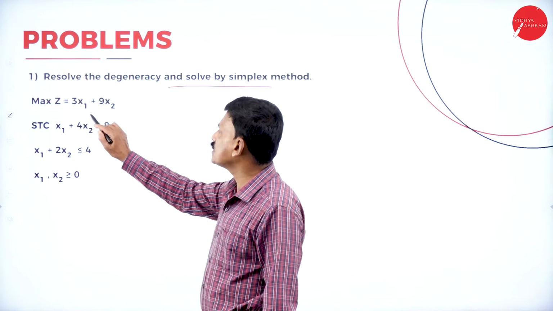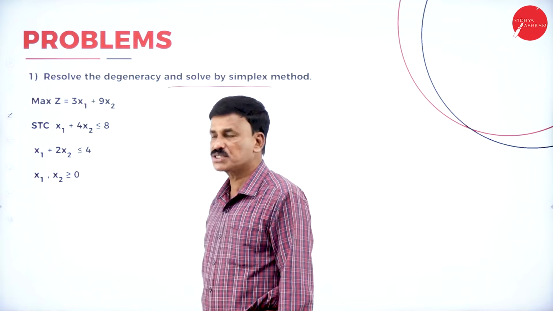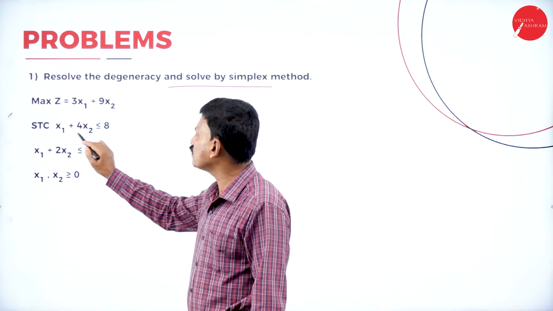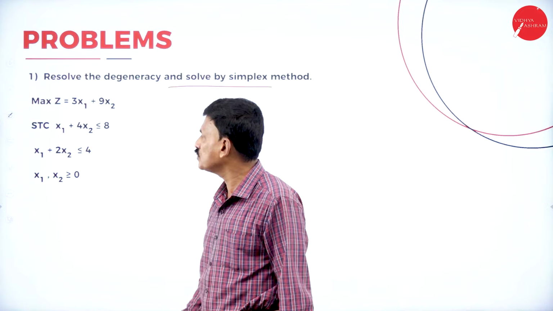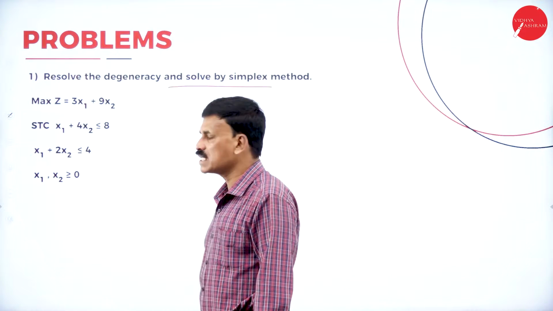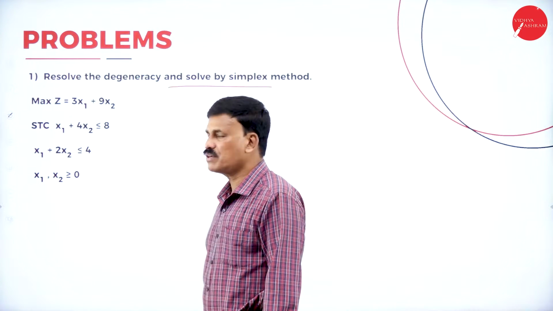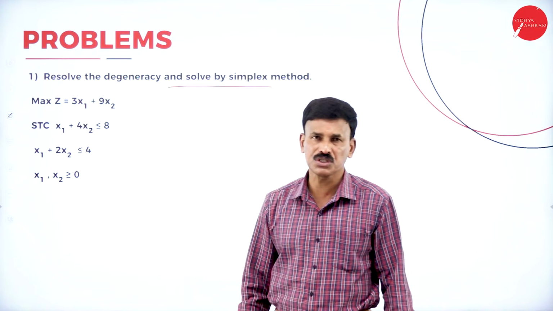Max z = 3x1 + 9x2 subject to the constraints x1 + 4x2 ≤ 8, x1 + 2x2 ≤ 4, where x1 and x2 are greater than or equal to 0.